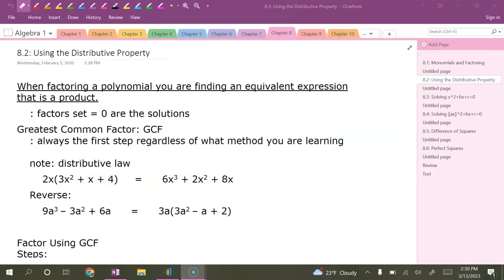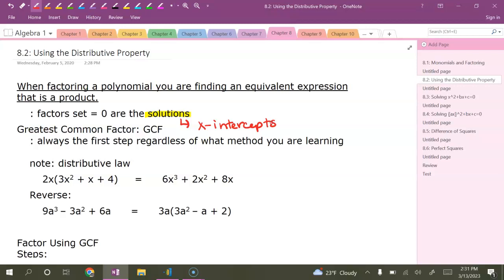But now what we're going to do is start maybe setting things equal to 0, and those are going to be known as the solutions. Another way that you'll hear solutions talked about is they'll call them the x-intercepts. In a previous chapter, when we talked about x-intercepts, that was where the graph crossed the x-axis. Those are going to be the roots or the solutions, the zeros. We've talked about some of those words before.